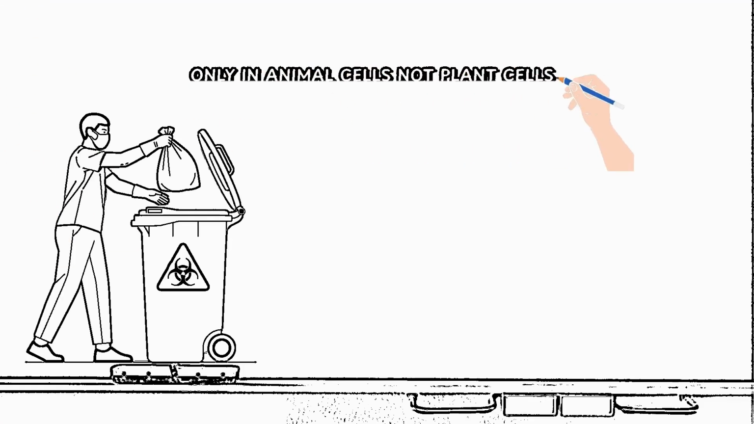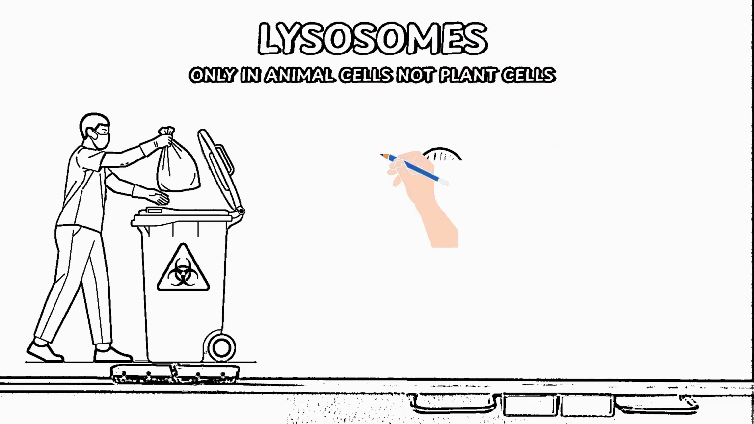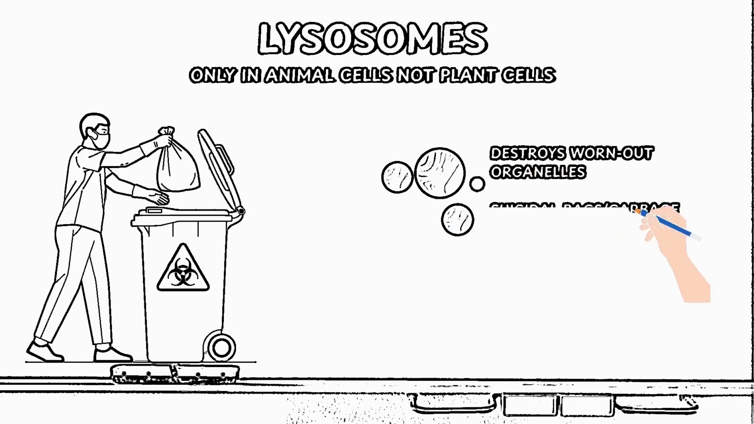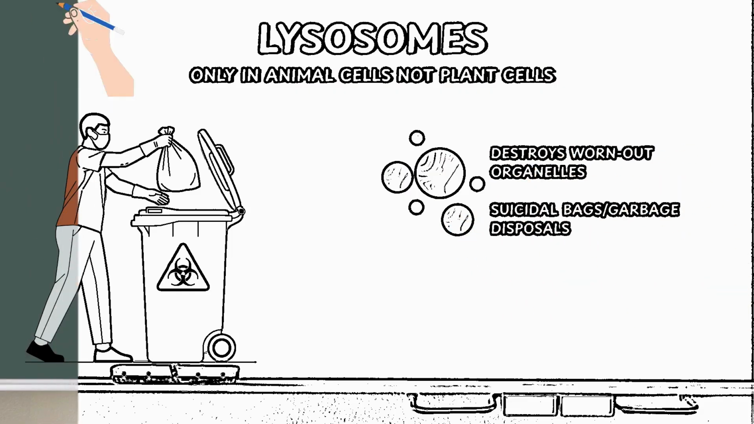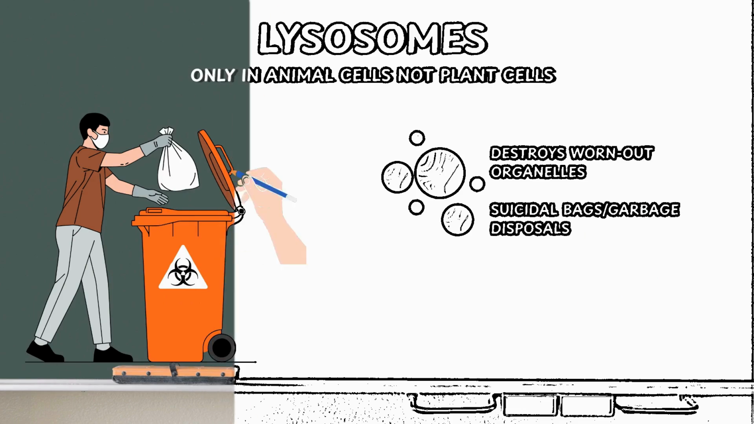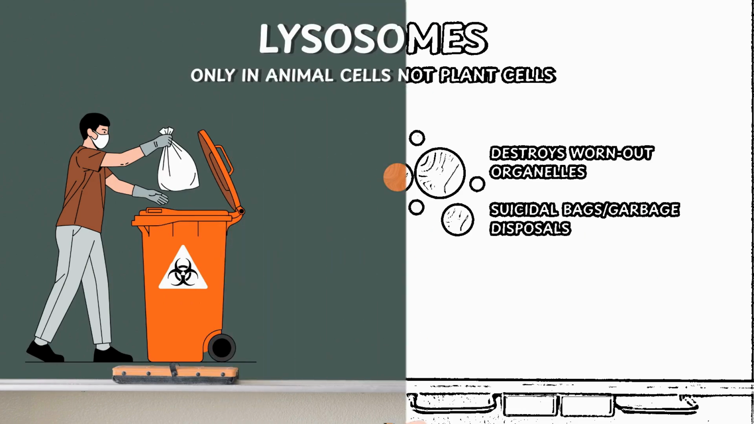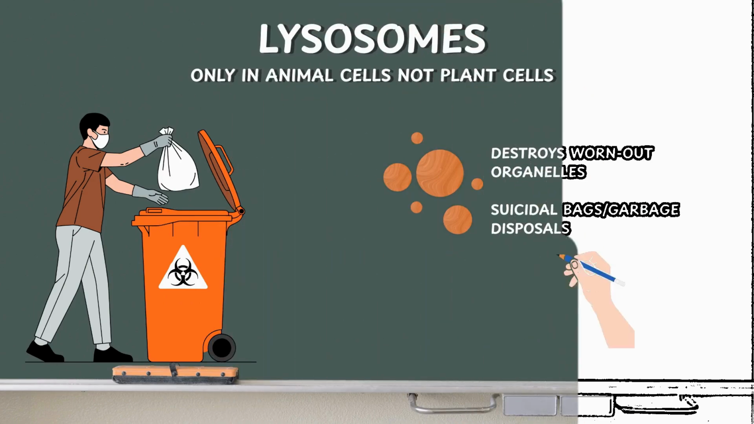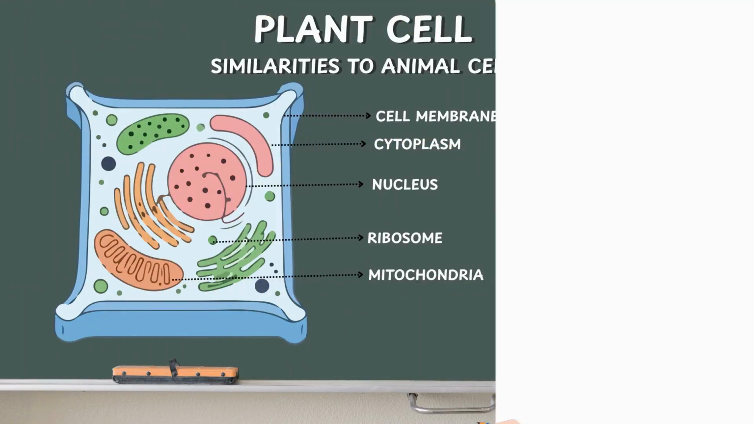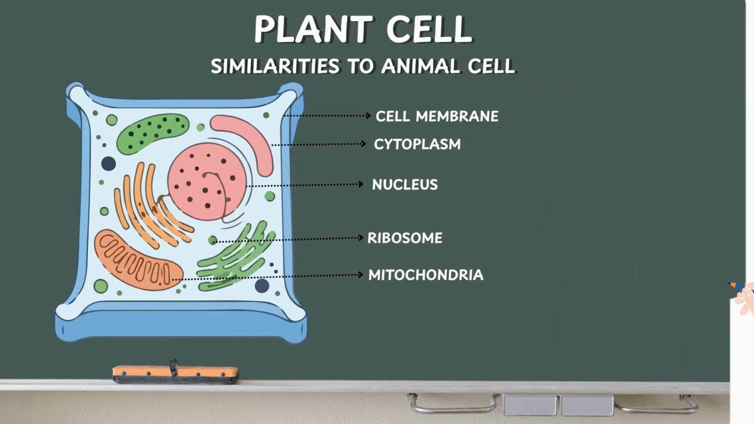Animal cells have another set of organelles that most plant cells do not: lysosomes. Lysosomes are called the cell's garbage disposal or suicide bags, as they help in breaking down the waste and worn-out organelles. Plant cell. Well, the plant cell has all the above structures, but it has slightly more.